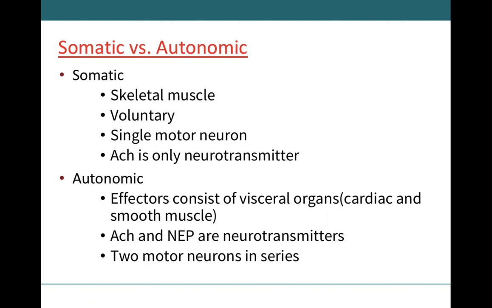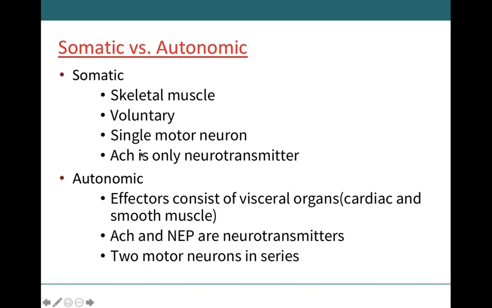Now, as we also discussed in Chapter 10, acetylcholine is going to be the only neurotransmitter that we find in our somatic nervous system. The synapse between a somatic motor neuron and a muscle fiber is known as the neuromuscular junction, and acetylcholine is going to be the neurotransmitter that is released at the neuromuscular junction. So in the somatic nervous system, acetylcholine is the neurotransmitter that causes muscle contraction.